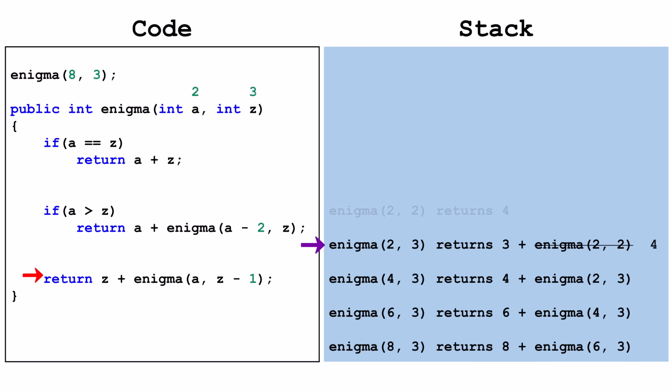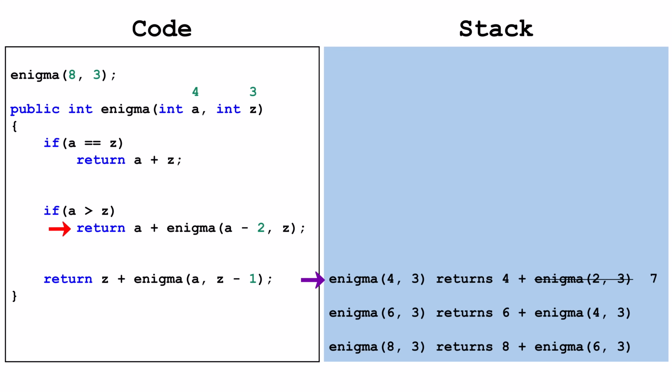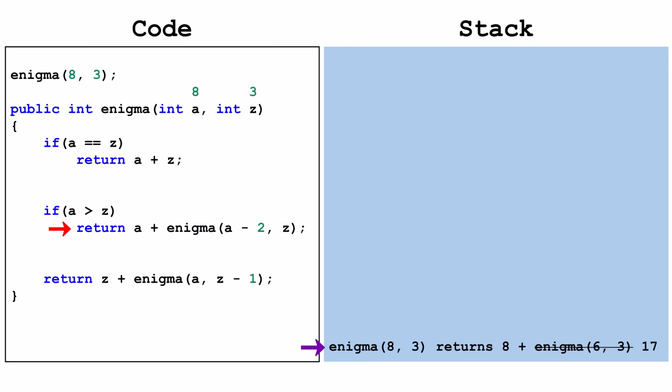This frame is popped off the stack. Now the next call can add 4 to 3, return 7, and pop the frame off the stack. The next call adds 7 to 4, returns 11, and pops the frame off the stack. The next call adds 11 to 6, returns 17, and pops the frame off the stack. Finally, this call adds 17 to 8 and returns 25. The initial call, enigma 8, 3, has returned 25.